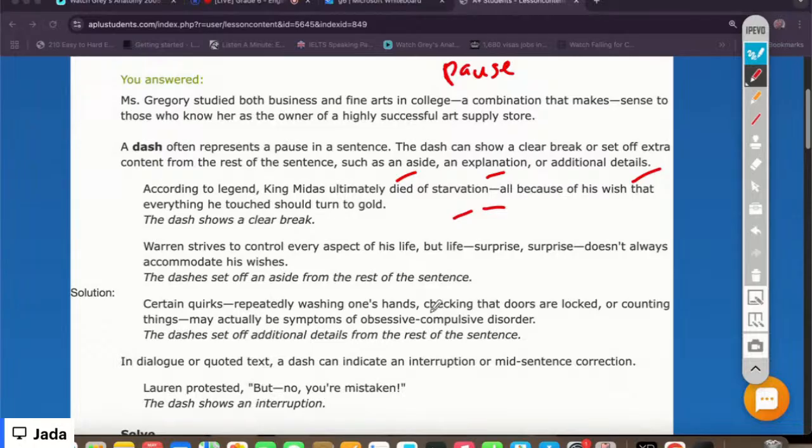Okay. We have: Warren strives to control every aspect of his life, but surprise doesn't always accommodate his wishes. So we have a dash here and a dash here. So now the dash sets off an aside from the rest of the sentence, because you can see that we have life, surprise, then we have another surprise and doesn't. So this one sets off an aside.